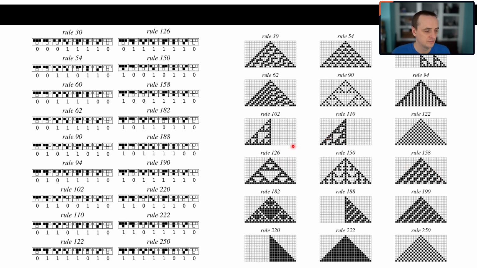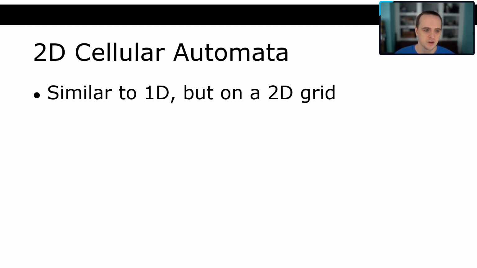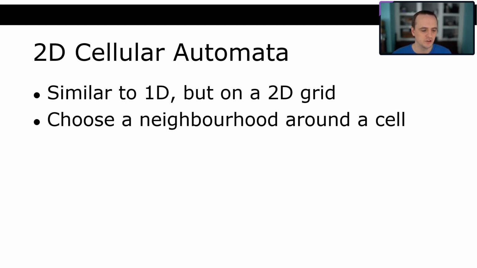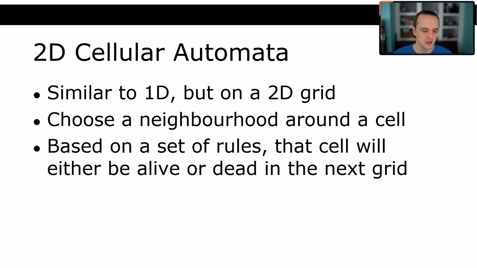Okay, so that's what a cellular automata is in one dimension. Now, what is a 2D cellular automata? Well, they're similar to 1D, but they're on a 2D grid, okay? So instead of just choosing your left and right neighbors in a cell to go along with yourself, you're choosing a neighborhood around the cell. And based on a set of rules, that cell will either be alive or dead in the next grid.